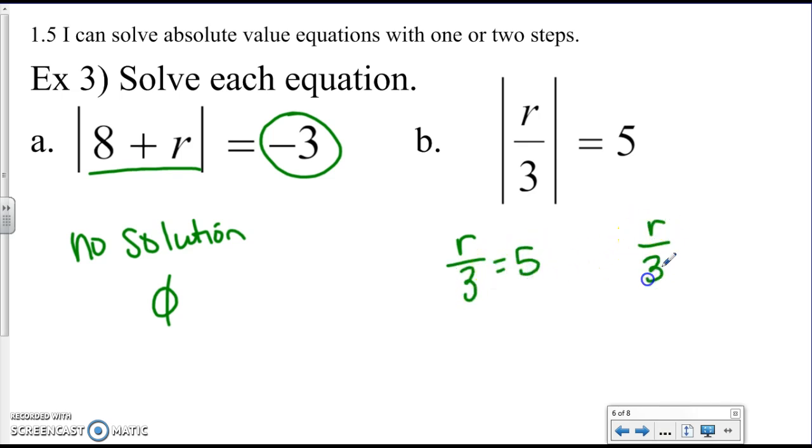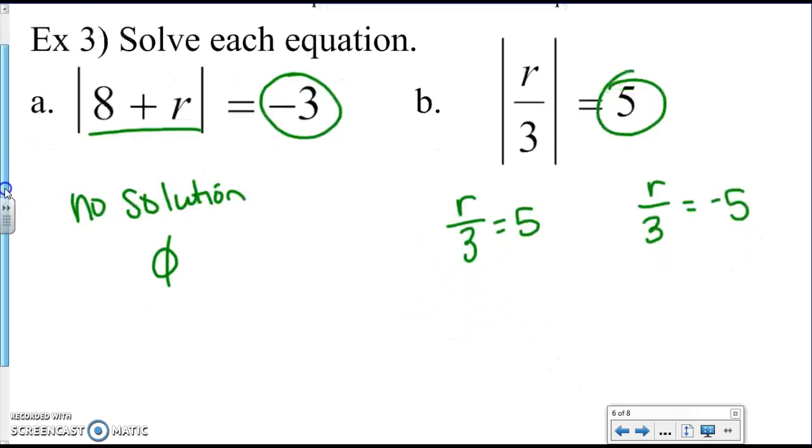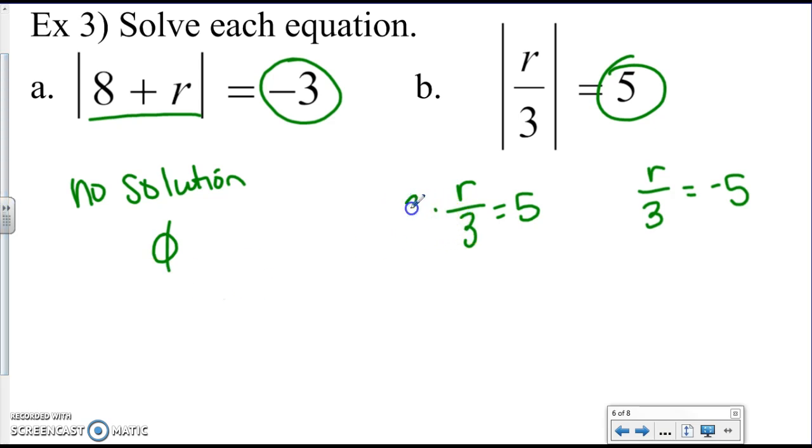The only difference in the second equation is that I'm going to change this to a -5. Everything else stays the same, just change that side to a -5. Now remember, this is not a fraction, it's a division problem. So r divided by 3, to cancel that divided by 3, I'm going to multiply by 3 on both sides. So 5 times 3 is 15. For my second equation, I'm going to do the same thing, times 3 on both sides. -5 times 3 is -15.